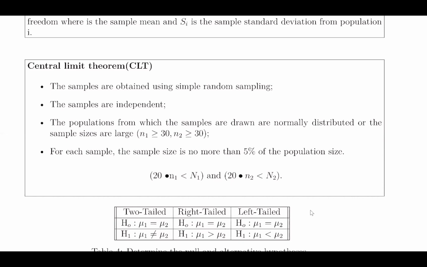To check if we have a big enough sample size, we have to check if n1 is greater than or equal to 30. But since you have two different populations, you also have to check n2 is greater than or equal to 30. So you have to adjust it where you do it for both populations, not just one population. And lastly, it says for each sample, the sample size is no more than 5% of the population size. So it is going back to the big population, but usually for this one, we're going to skip. All right. Any question for the central limit theorem?